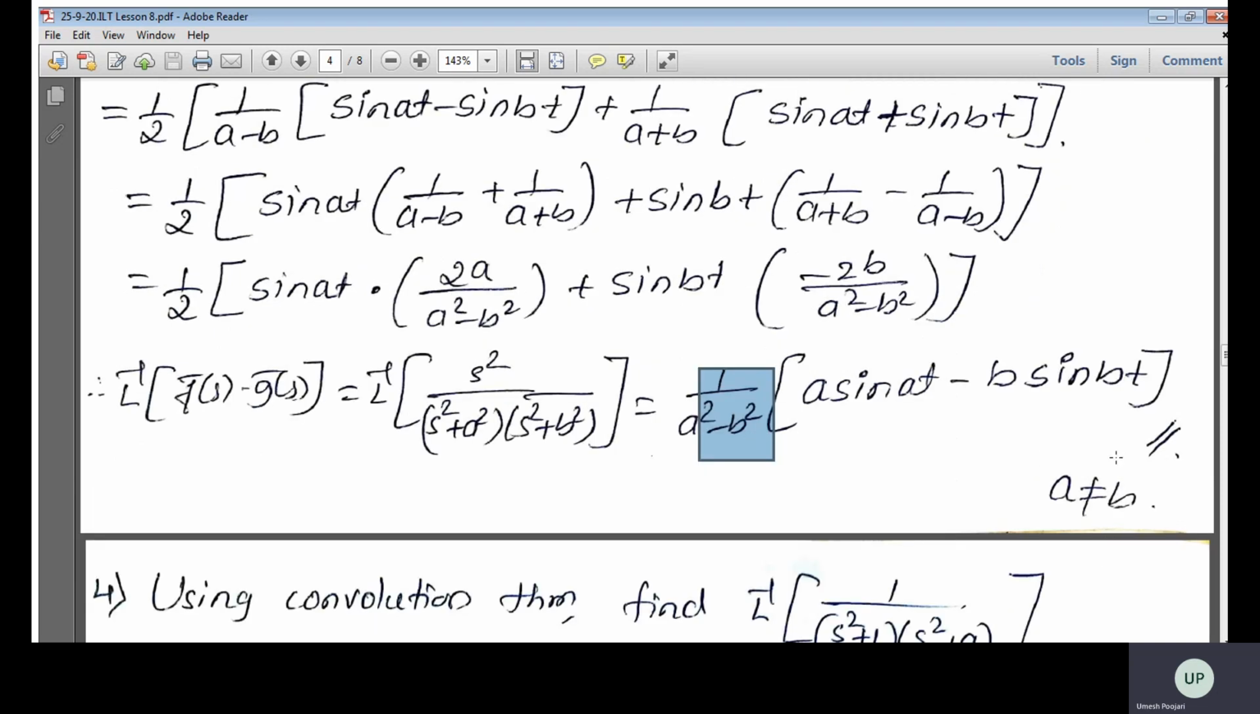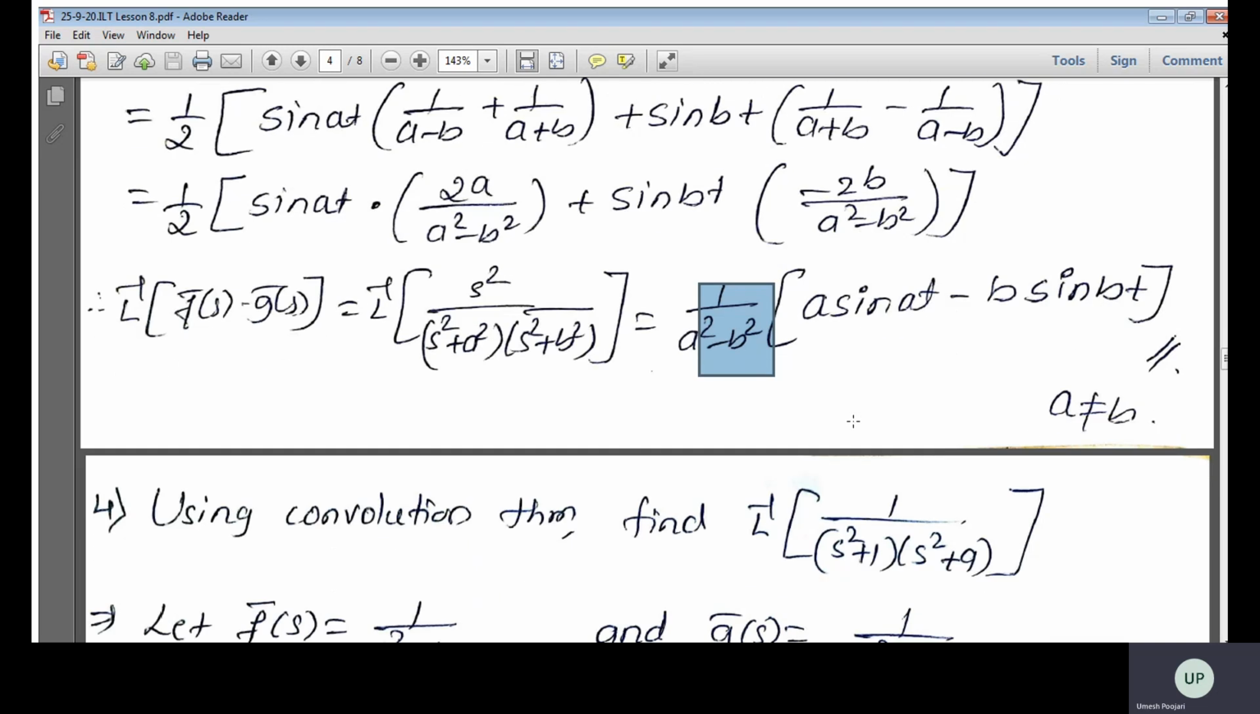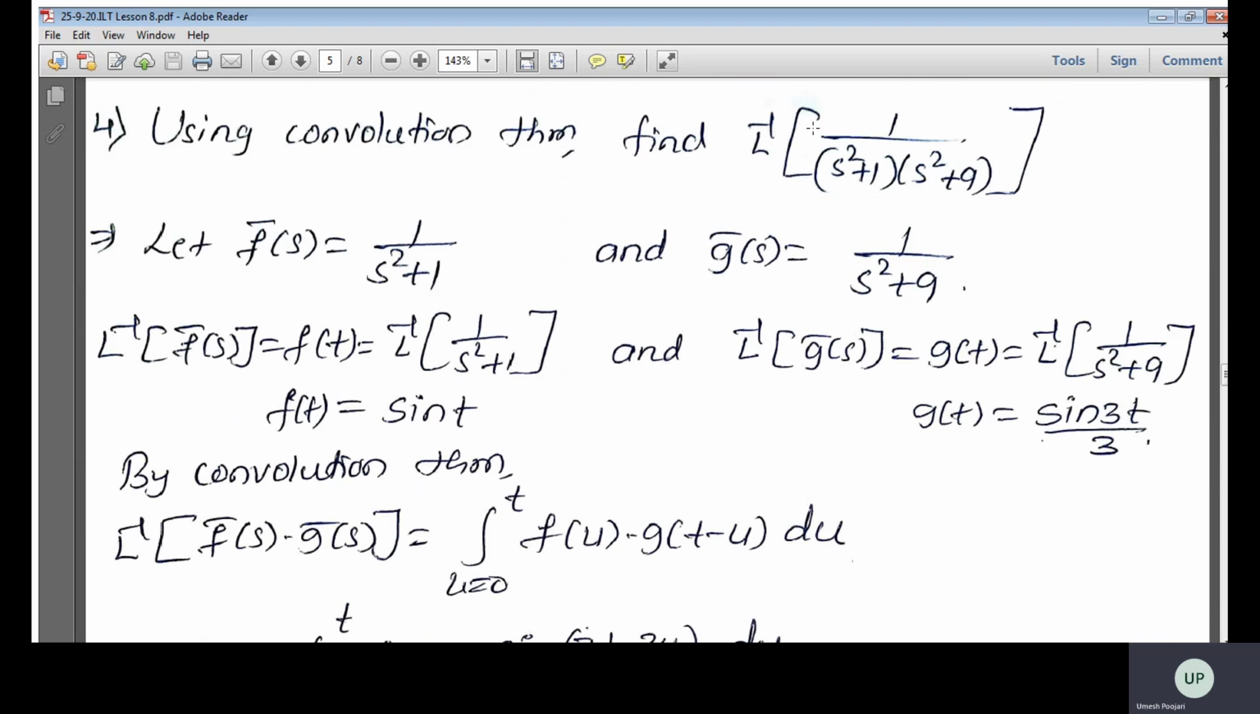where a is not equal to b. If a is equal to b, what happens? Everything will become 0. Here also it is 0 and here also it will become 0. Just no meaning. So a is not equal to b here. Similarly, we shall solve any type of example by applying this convolution theorem. So we shall see one more example here.